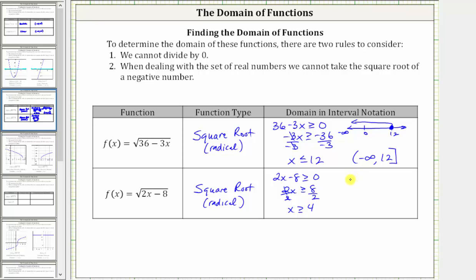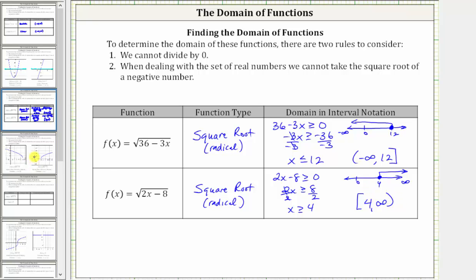Again, if we graph this, we have a closed point on 4, arrow to the right, where values get greater than 4, approaching positive infinity, and therefore using interval notation, we have the interval from 4 to infinity, where the interval is closed or includes 4, so we have a square bracket to the left, a parenthesis to the right.